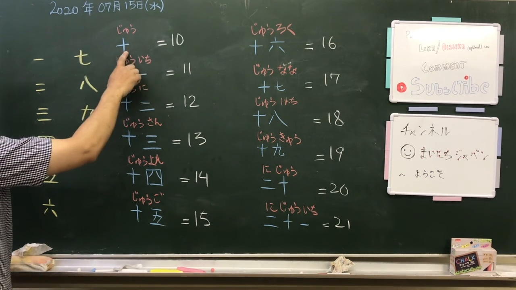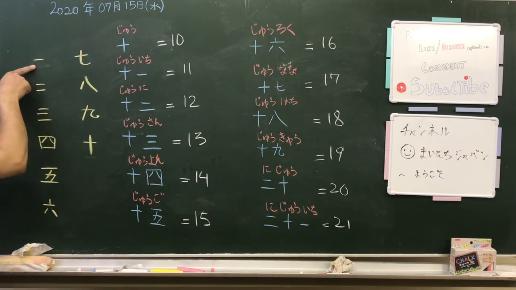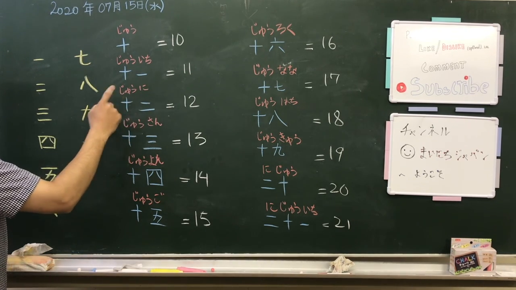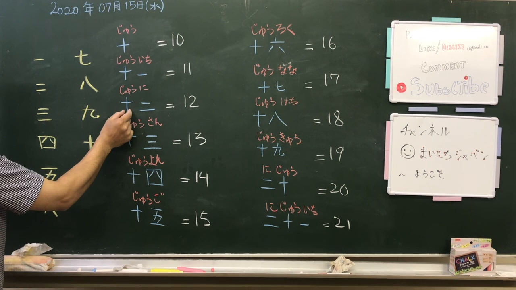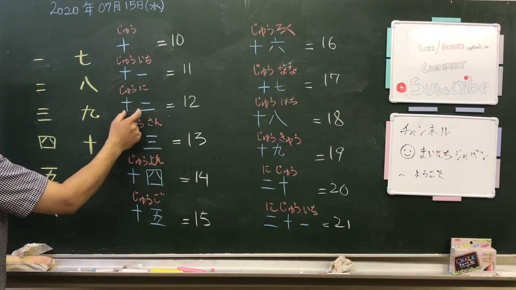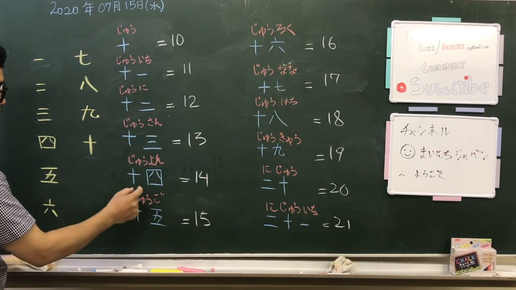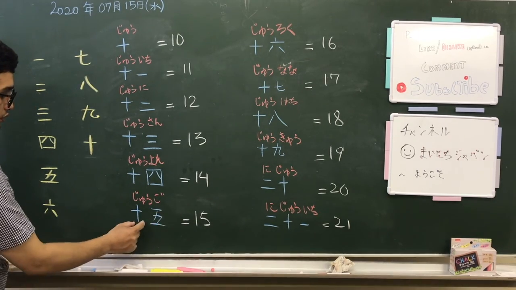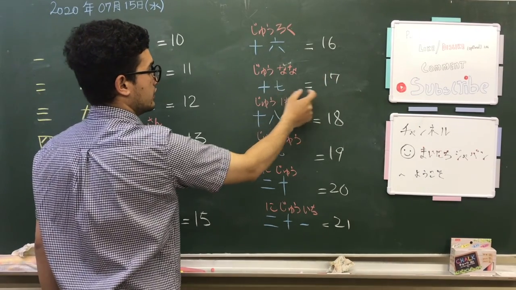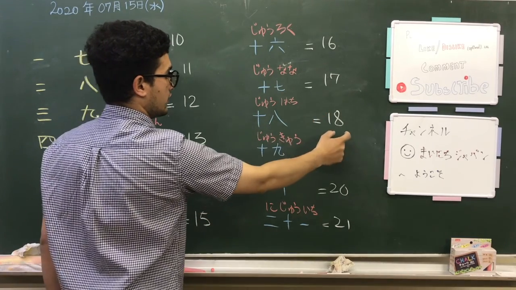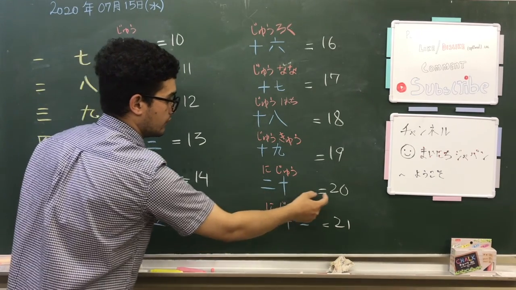So let me read it now. Ju, ju ichi, that's why it's 11. It's easier, guys, you just need to pronounce the respective name of the kanji. So it's the kanji of ju and the kanji of ni, so ju ni, which makes 12. Likewise, ju san, 13, ju yon, 14, ju go, 15, ju roku, 16, ju nana, 17, ju hachi, 18, ju kyu, 19, and lastly ni ju, which makes 20.